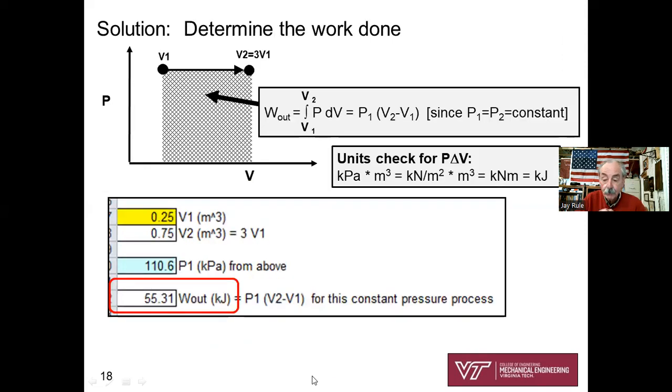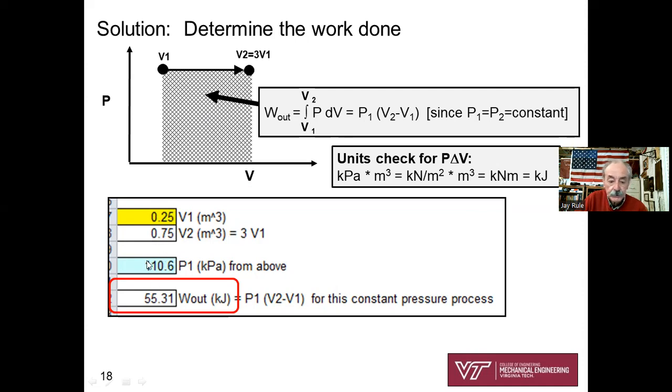Okay, now that we've got that pressure, we'll determine the work done. I think we've covered this. We're going to look at the area under the curve with our PV diagram we drew early in our solution. Here's V1 given, 0.25. V2 is sort of given, the volume triples, 0.75.